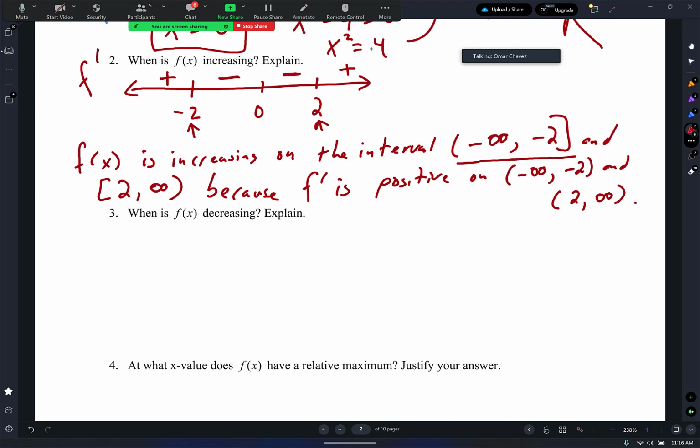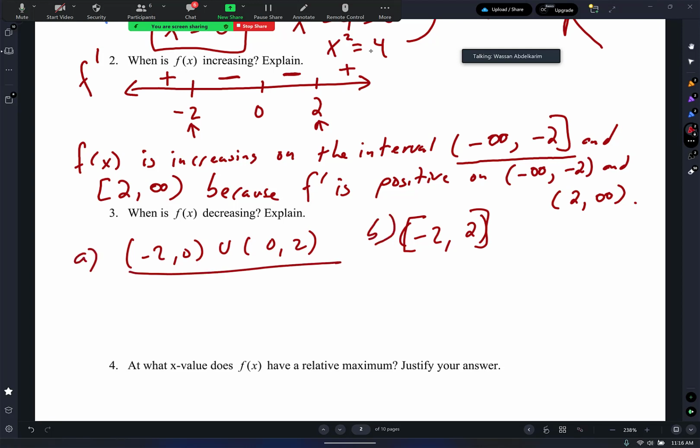When is f of x decreasing? Well, you're decreasing from -2 to, well, really, okay, I know. Some of you might say you're decreasing from -2 to 0, and then you have a horizontal tangent for a moment, and then from 0 to 2, you continue to decrease. But what's better? What's better, to say you're decreasing -2 to 0, union 0 to 2, or is it better to just say -2 all the way to 2? Which one do you guys think is better, A or B? A. No, B's better actually.